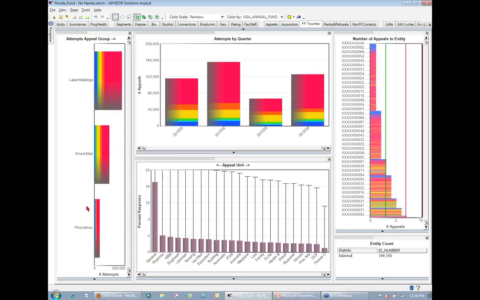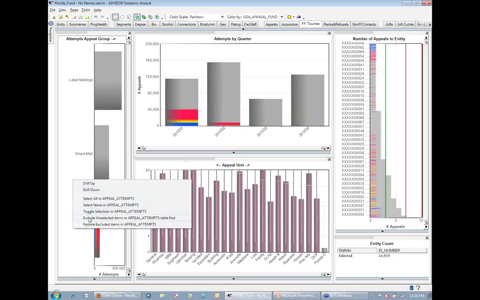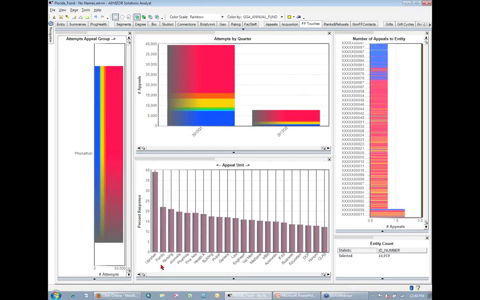And let's look at just the phone-a-thon, because the phone-a-thon seemed to be doing really well. So let's just exclude unselected and only look at phone. And if you look at the phone, you can see that the libraries tend to do really, really well on the phone compared to some of the other units. This is not terribly surprising.